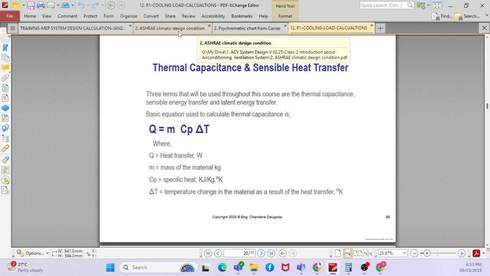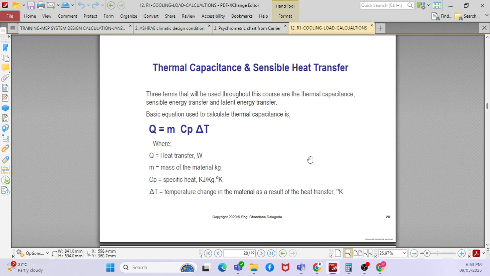ASHRAE guideline. The temperature study is also part of thermodynamics, right? Yes. Okay, so this equation you should understand: Q equals m Cp delta T. M is the mass of the material, Q is the heat transfer, Cp is the specific heat, delta T is the temperature change. This particular equation is applicable for both water and air.